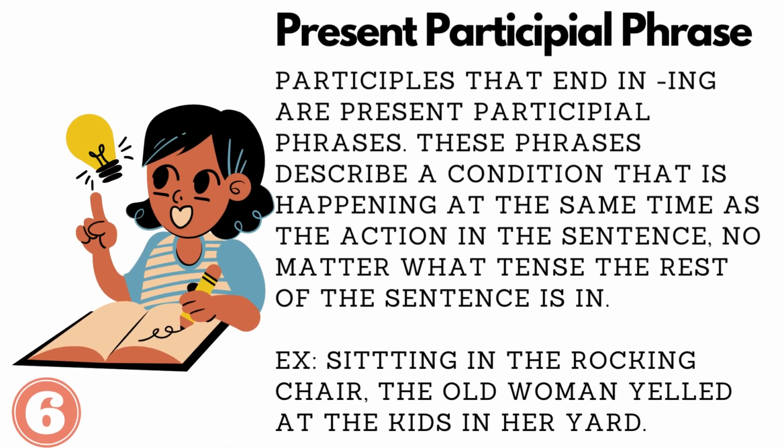The next one is present participle phrase. And this is participles that end in ing are present participle phrases. These phrases describe a condition that is happening at the same time as the action in the sentence, no matter what tense the rest of the sentence is in. So here's an example. Sitting in the rocking chair, the old woman yelled at the kids in her yard.